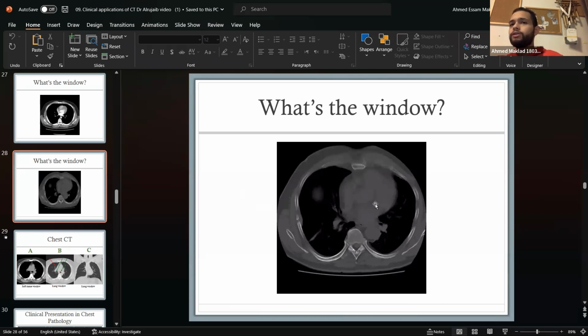You can't really see the lungs. You can't really see the heart. I mean, you can tell this is the heart because that's its location, right? But there's something wrong with the heart, and you won't be able to tell that there's something. So this is the bone window.